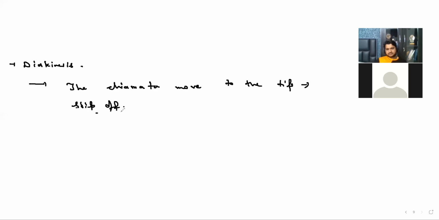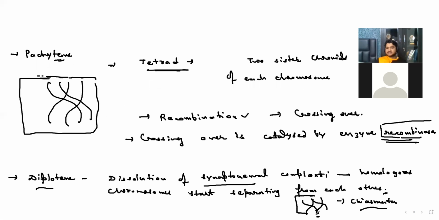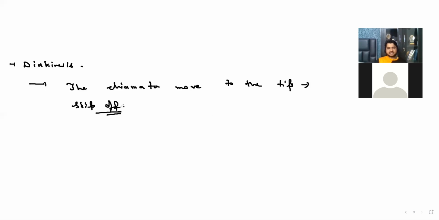Is the chiasmata when they drift apart? No, this complete structure is known as chiasmata, the structure which looks something like this. They are attaching at the tips. So remember that.